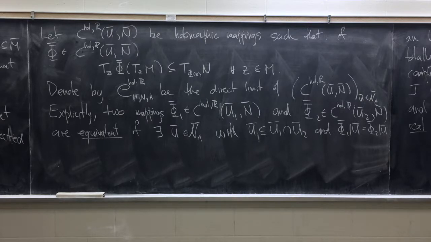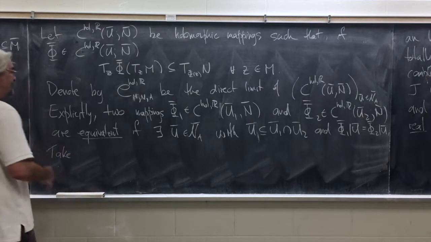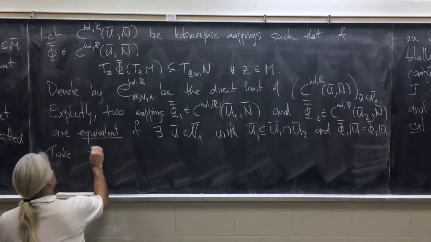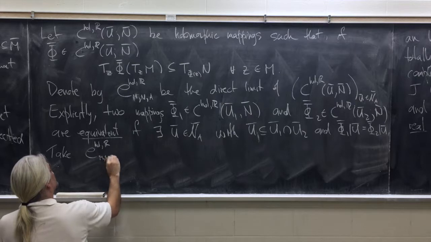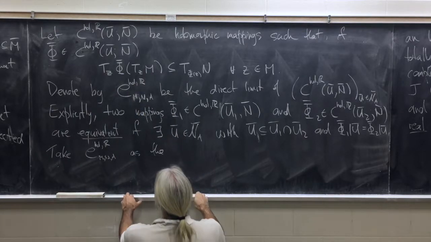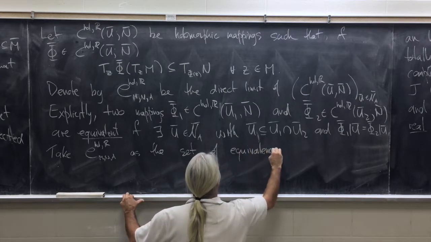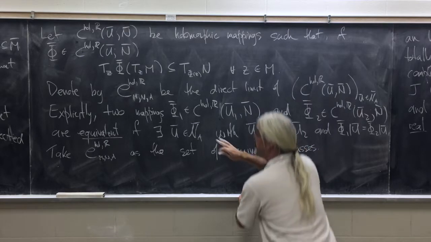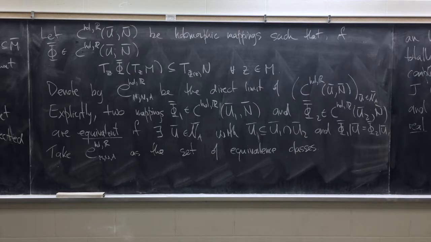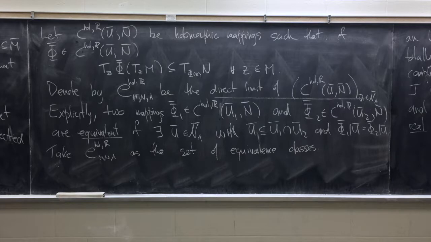By the direct limit, what I mean is you take the set of all equivalence classes. As a set, this is the set of all equivalence classes. This is really the direct limit in the category of sets, and we'll put a topology on here as well. So this sentence here, starting with explicitly and ending here, is really just the explicit characterization of those words in the category of sets.